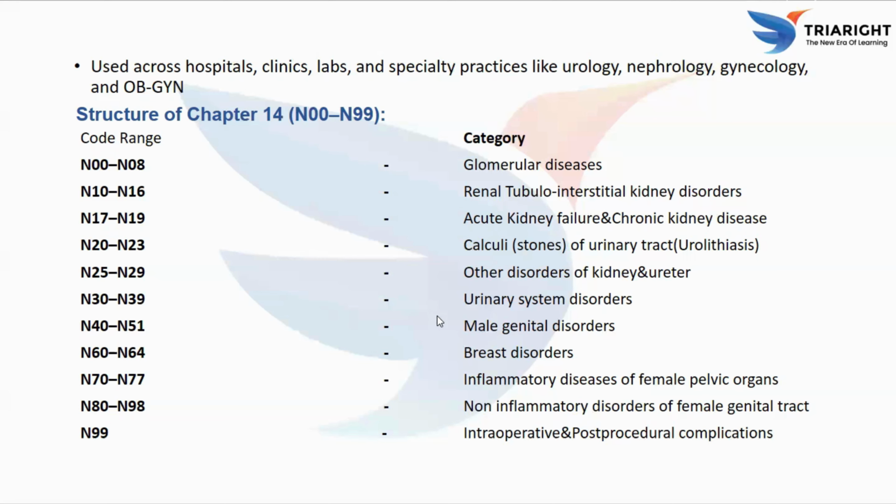N30 to N39 describe urinary system disorders. N40 to N59 cover male genital disorders. N60 to N64 describe breast disorders. N70 to N77 involve inflammatory diseases of female pelvic organs. N80 to N98 cover non-inflammatory disorders of the female genital tract. And N99 describes intraoperative and post-procedural complications.